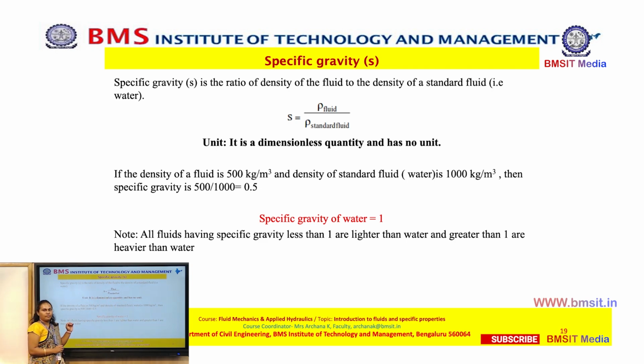It is a constant. So for example, if the density of any fluid is 500 kg per meter cube and the specific density of the standard fluid, which is water, is 1000 kg per meter cube, then the specific gravity S will be given as 500 for any fluid divided by 1000 for the water. So 500 by 1000 will be 0.5. Please remember that specific gravity of water is 1. So here we can understand that if the specific gravity of any fluid is less than 1, then it is lighter than water. If the specific gravity is more than 1, it is heavier than water.